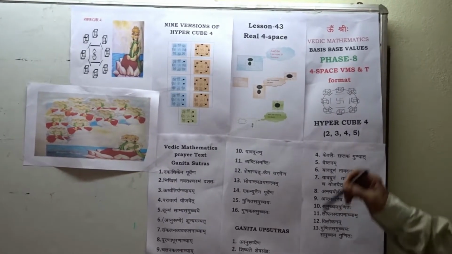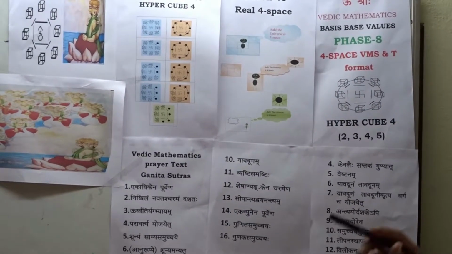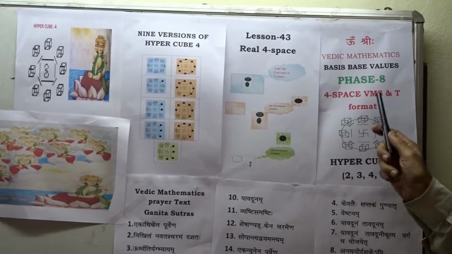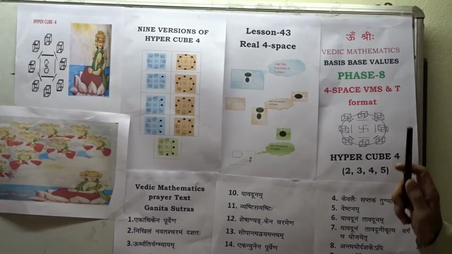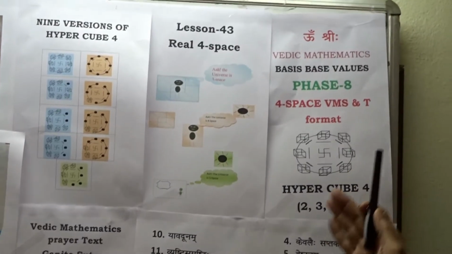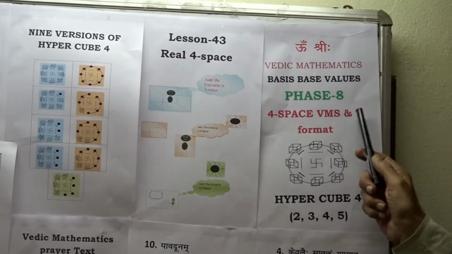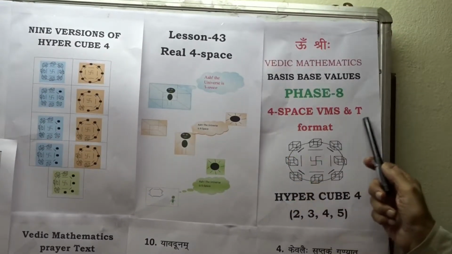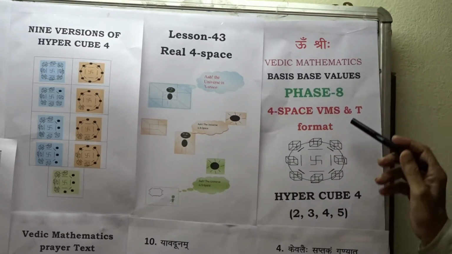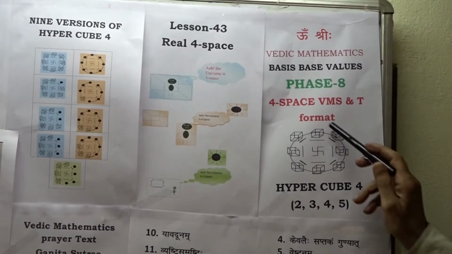Today we are entering phase 8 of this course. The focus during this phase is going to be upon the 4-space VMST format. The format of 4-space VMST is going to remain under focus and is going to be initiated. Exposure to this format is going to be in terms of hypercube 4, the representative regular body of 4-space.